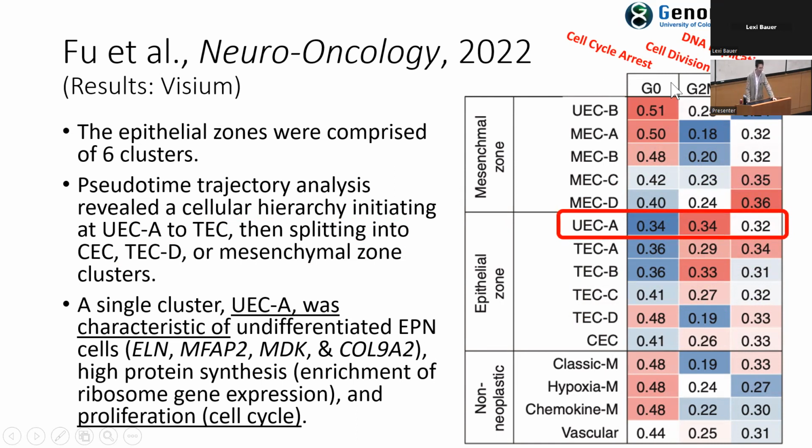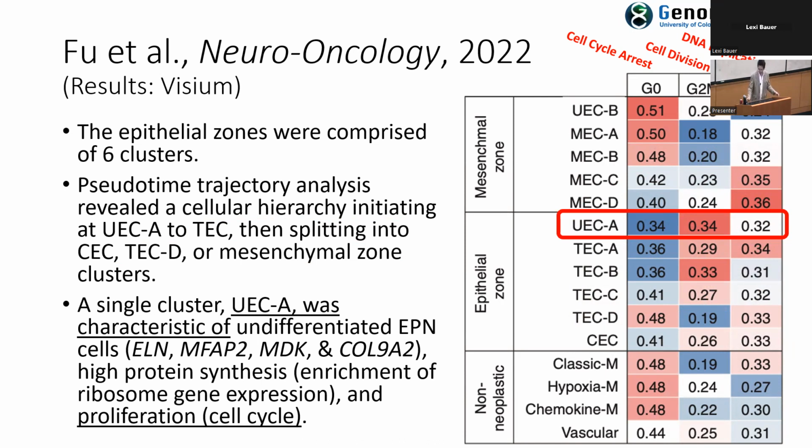G0 is associated with cell cycle arrest, G2 and M, mitosis, the cell division, and the S phase, the DNA replication, the synthesis, right? And here you go. The UECA, this cell type over here, was characteristic of cell division. So in this heat map, upregulated for cell division, down-regulated for cell cycle arrest, and kind of neutral in the DNA replication. So there you go. Now there's a third clue that's telling you that there's something really interesting going on with these UECA cell types.